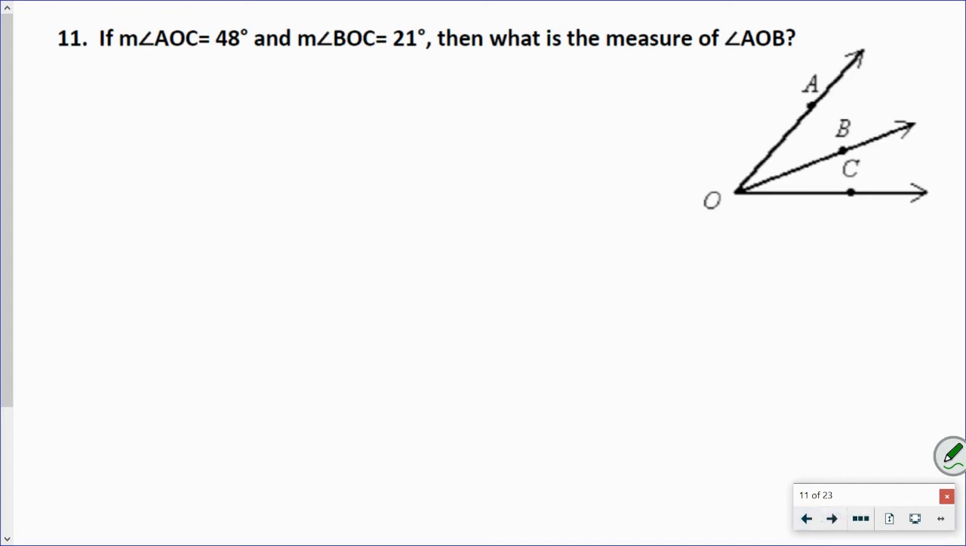Okay, some angle addition. If angle MOC, okay, that's the big angle, is 48. So 48 equals something plus something else. Okay, and BOC is 21, so 21. Then what is the measure of angle AOB? So I want to know this other one. So we're going to put an x there. All I've got to do, kind of like that segment addition, is subtract 21, and x equals 27 degrees.